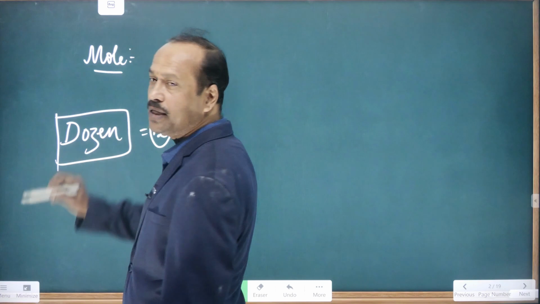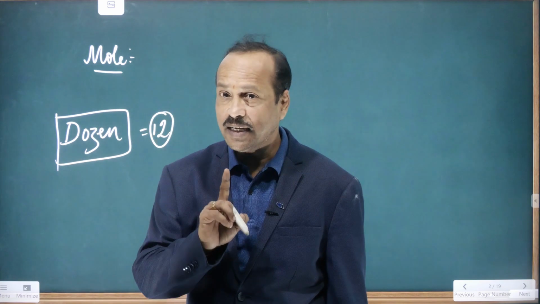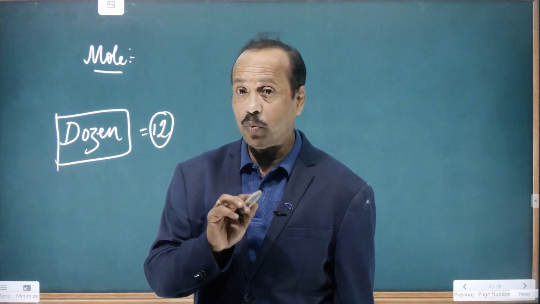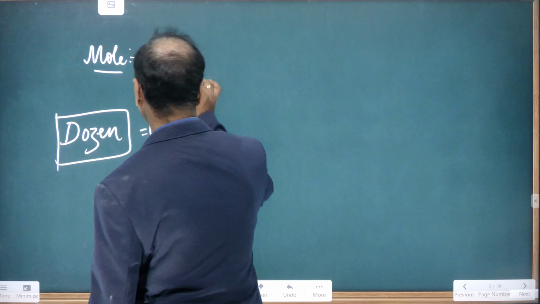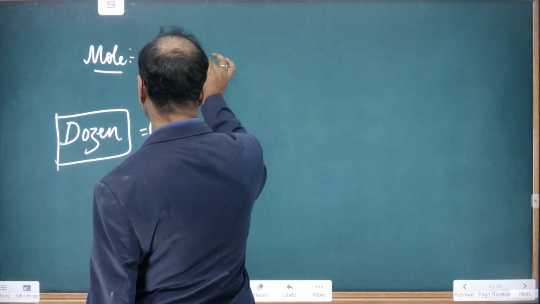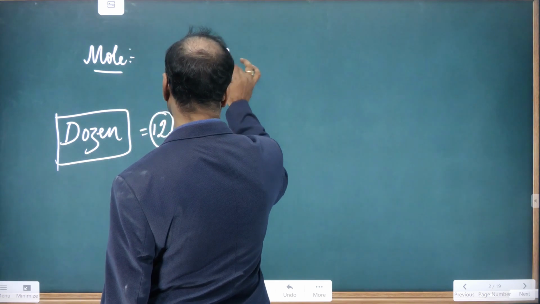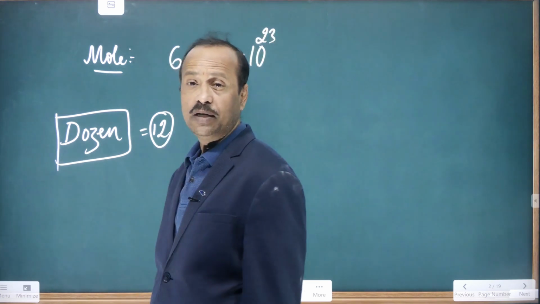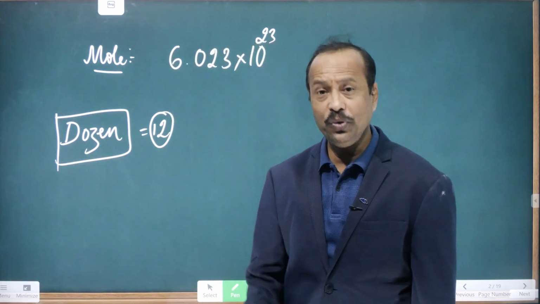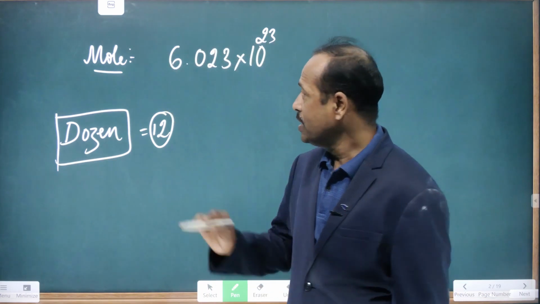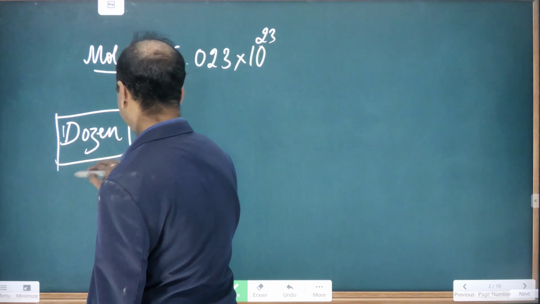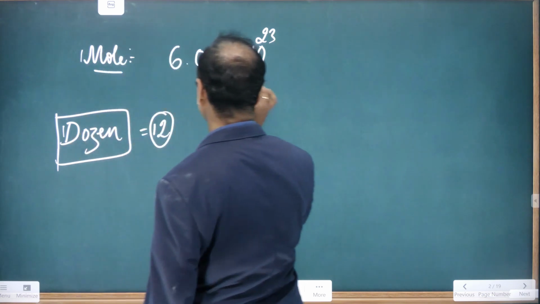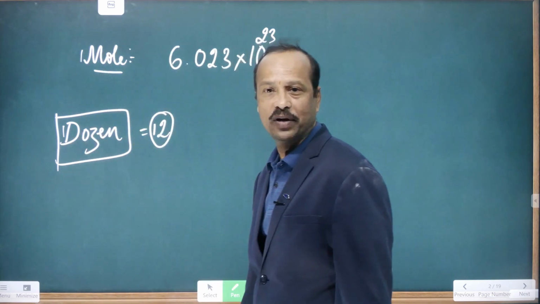Similarly, mole is also a fixed number. And what is the value of that number? The number is 6.023 into 10 to the power of 23. Like 1 dozen is equal to 12, similarly, 1 mole is equal to 6.023 into 10 to the power of 23.